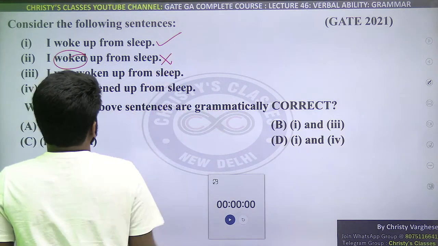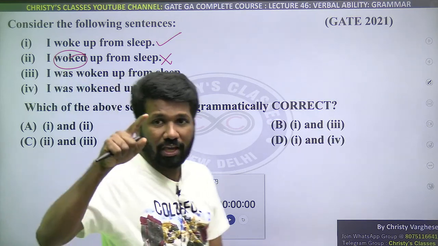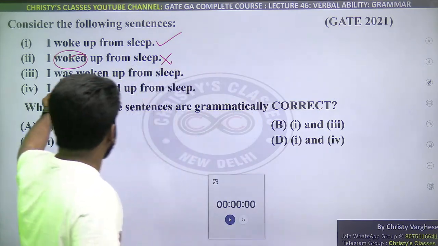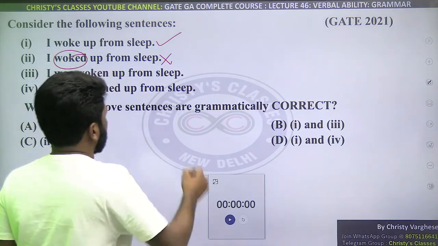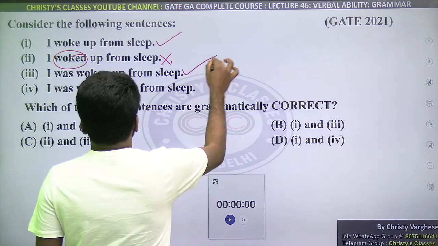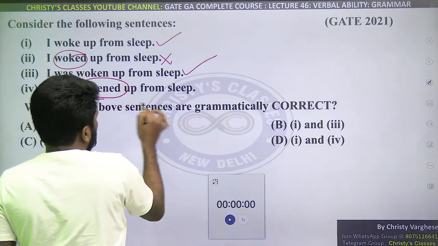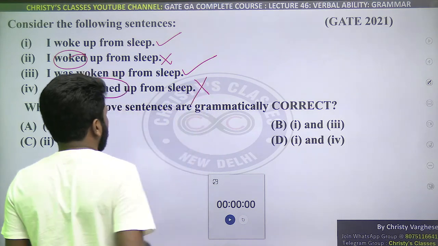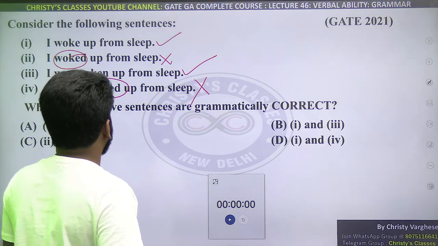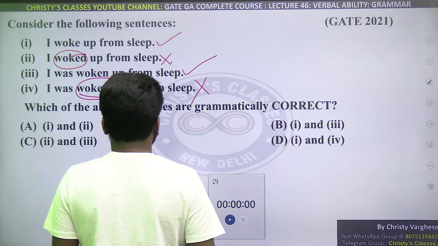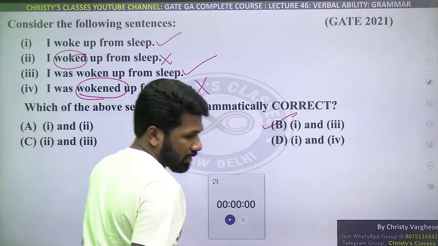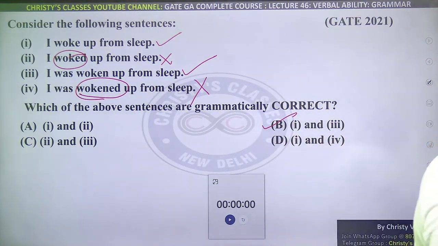I was woken up from sleep, yes, if someone is waking you up, in that context we can say I was woken up from sleep. So option C is okay. But I was woken up, again the word woken is not there in English, so statement 4 is wrong. So statements 1 and 3 are the only correct ones. That is why option B is the correct answer. I hope this is clear.